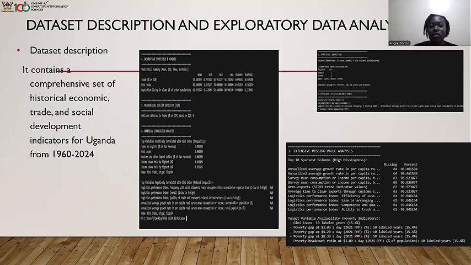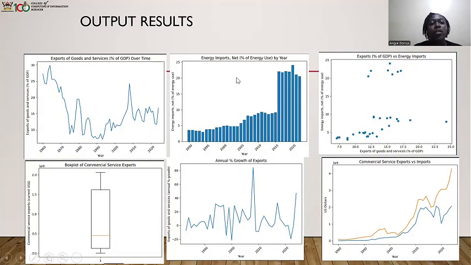Using careful imputation strategies, we normalized the features to ensure fair comparison and detected outliers that would have made our models wrong. So this preprocessing step is critical to ensure the quality of our analysis. We also moved to the output results for our normalized data.